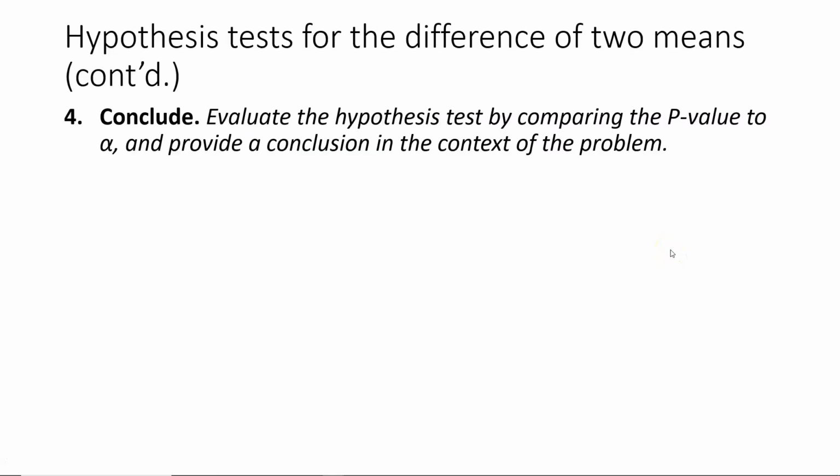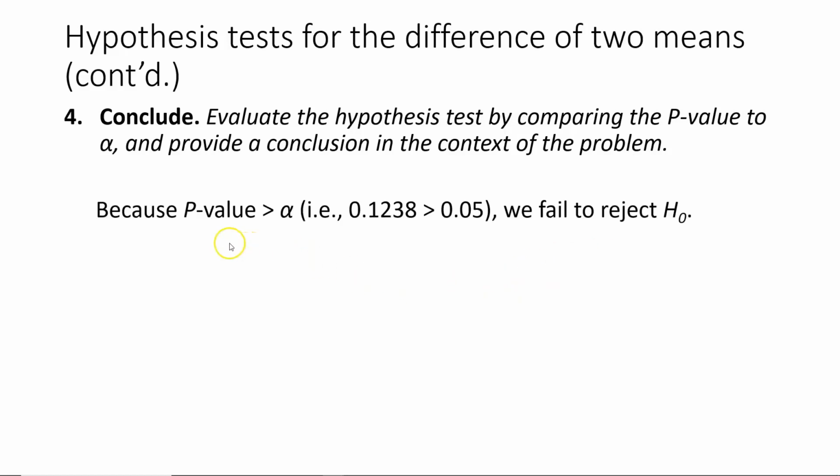We now move on to our fourth and final step, which is the conclude step. We're going to first of all evaluate the hypothesis test by comparing the P or probability value to alpha. So we do that by taking a look at the values that we had. We see that 0.1238 of our p-value is greater than the significance level of 0.05. Therefore, we fail to reject the null hypothesis.